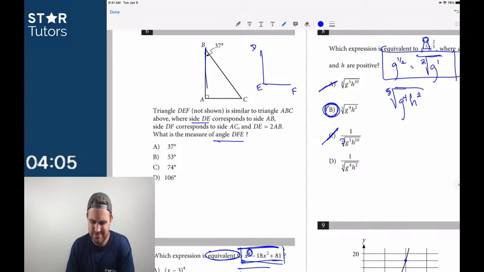Wait, what? DE corresponds to AB. Oh, this is D. Whoops, this is D, sorry. This is E. That's F. There we go. And DE equals AB.